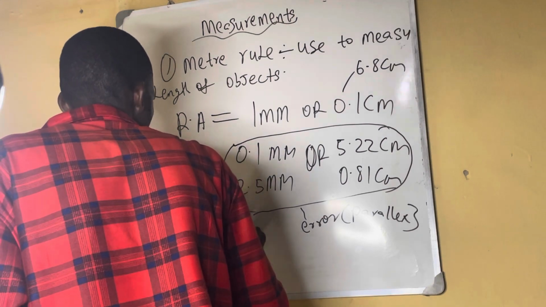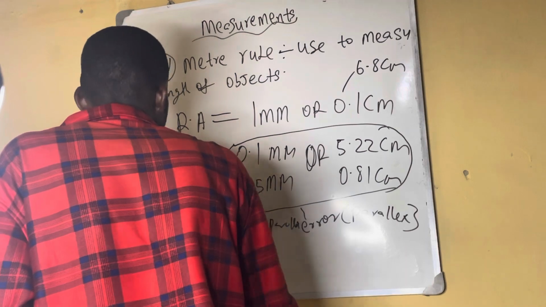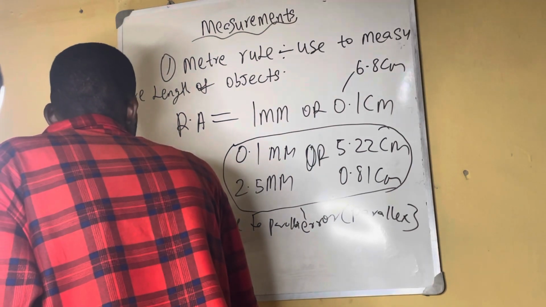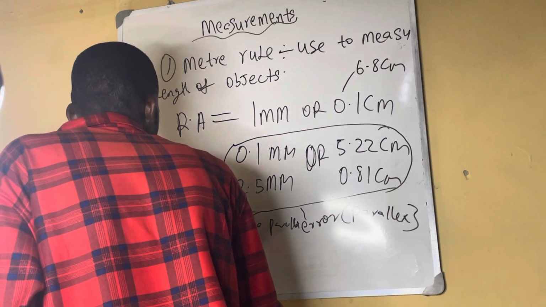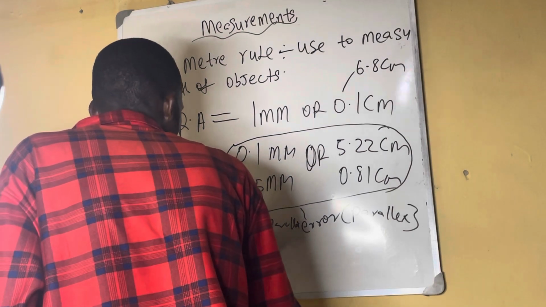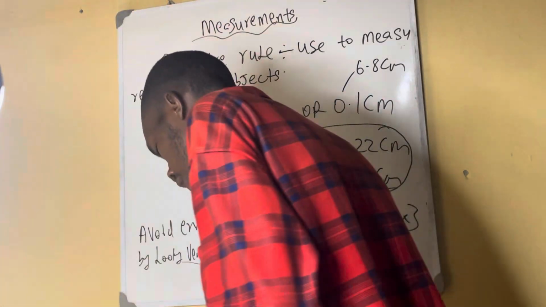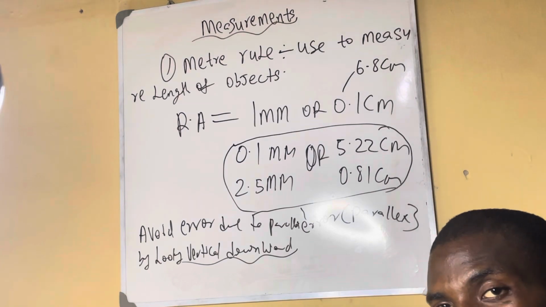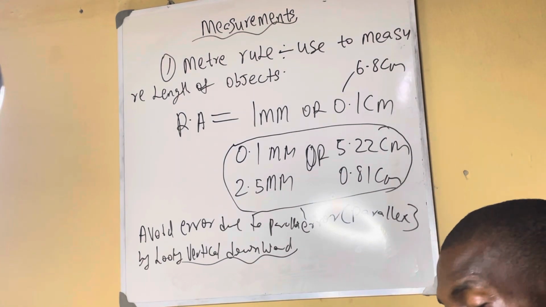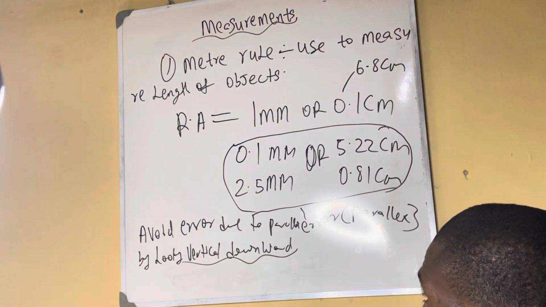Error due to parallax, avoided by looking vertically downward. This is a Jamb question. Somebody will see this in Jamb 2025. I'm 100% sure. They will ask you this question.